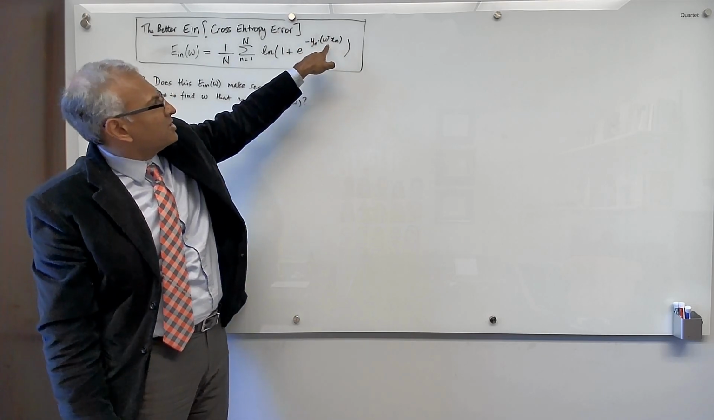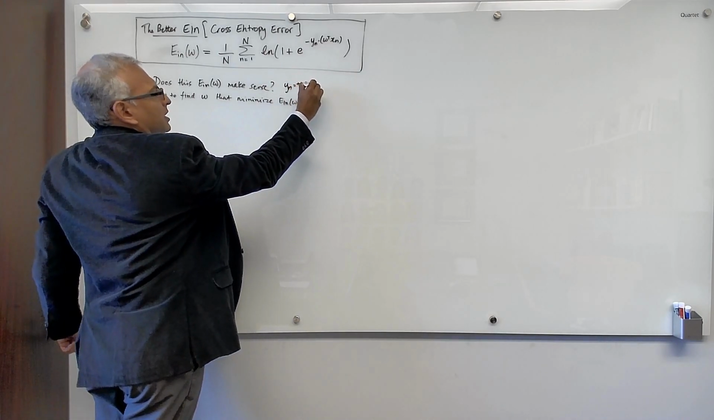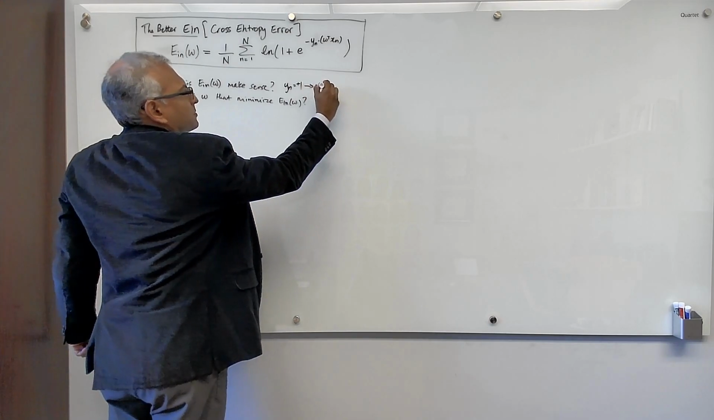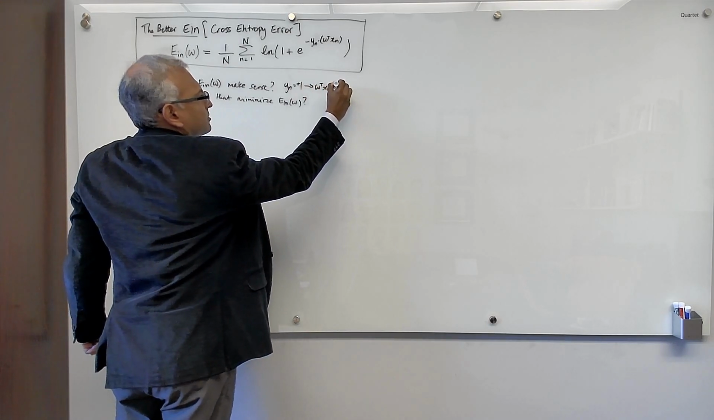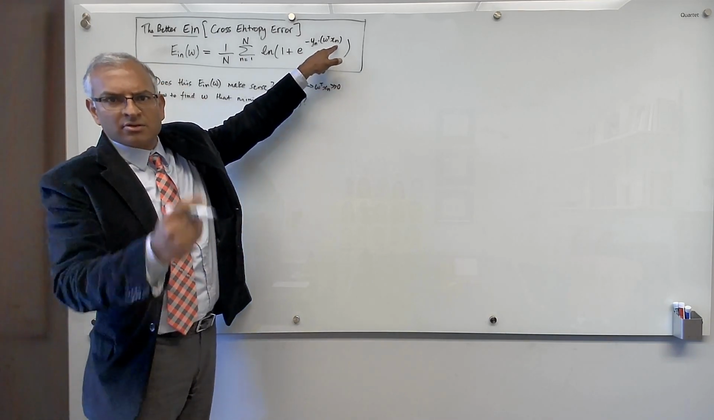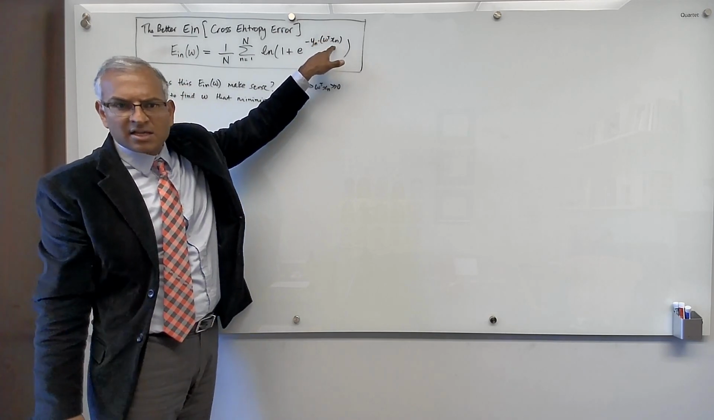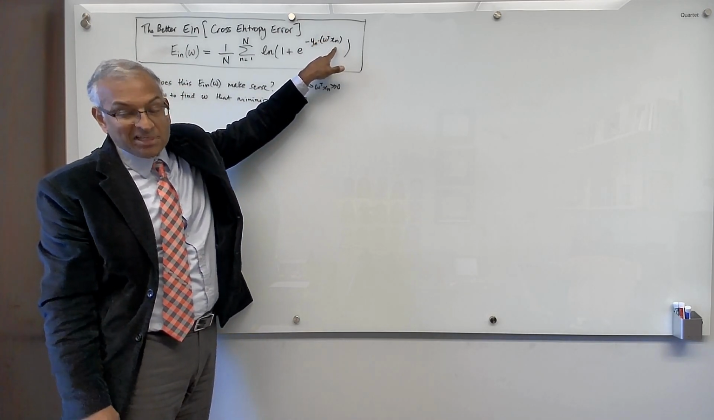So Yn equals plus 1 encourages W transpose xn to be much, much greater than 0. And if W transpose xn is much, much greater than 0, then the sigmoid on that is approximately 1. So for plus 1, this guy is encouraged to produce a probability close to 1.